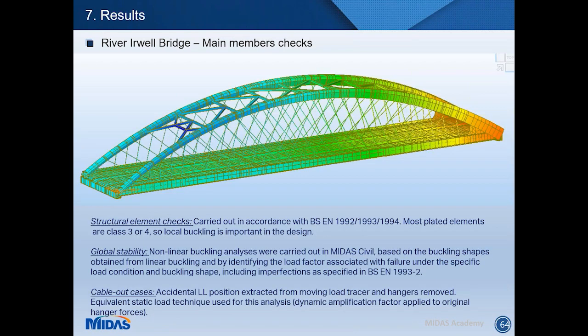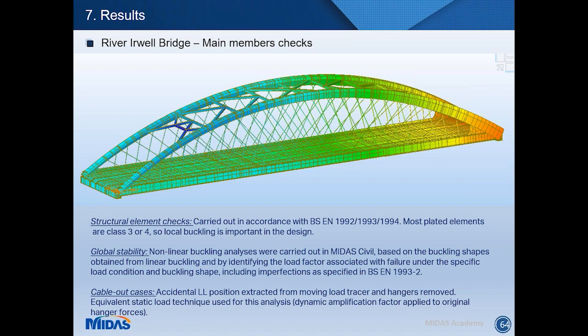Okay, so moving on to the output effectively. I'm not going to spend a lot of time on the structural checks. These are done to the Eurocodes. Bear in mind that when you deal with cable supported structures and slender structures, you end up with steel sections where local buckling becomes important. So you're likely going to end up using Eurocode 3.18 for the plated structures.